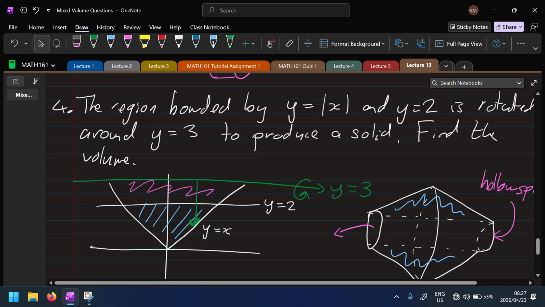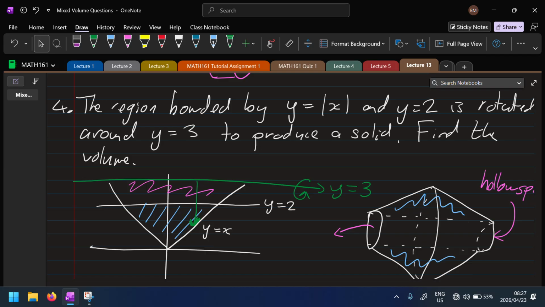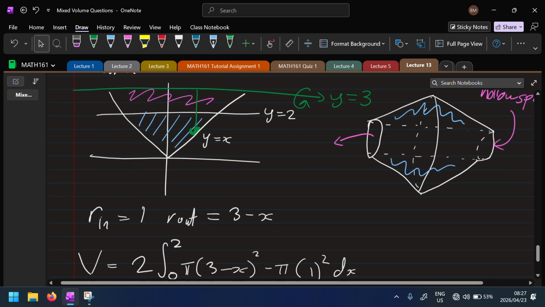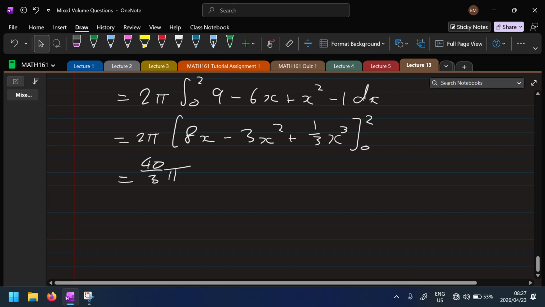For homework, maybe try the shell method for this one as well. Again, we're rotating around horizontally. So the height will be this value over here minus this value over here to get that horizontal distance. That will be the height of the shell. And then the radius is the same as what we had before. Then 5 and 6, I'll leave that for homework. You can try.